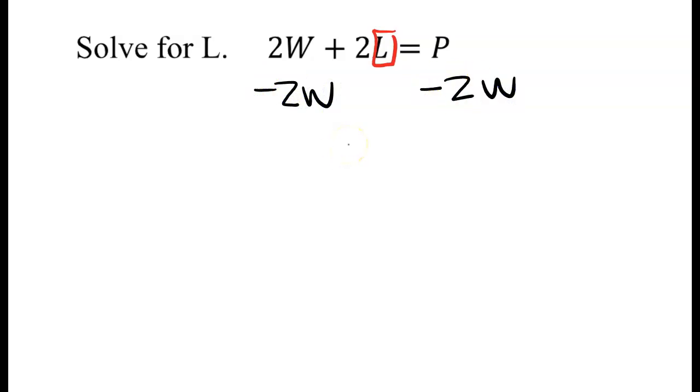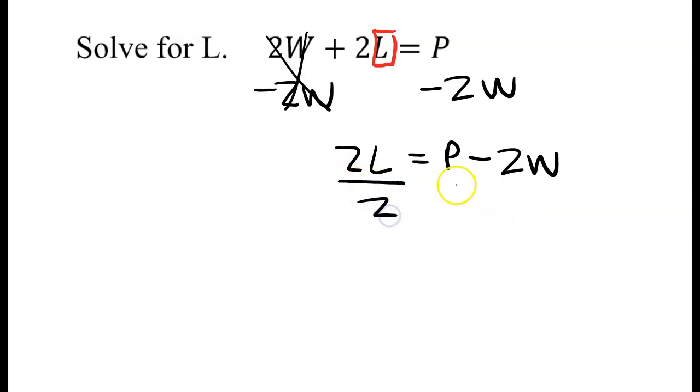Okay, now p and 2w, not like terms. Oh, I should point out though, 2w minus 2w, those cancel out, those go away. So on the left side of the equal sign, I have 2L. On the right, I have p minus 2w because, like I said, those are not like terms, so I cannot put them together. Now, last step, the 2 in front of the L, divide both sides by 2.